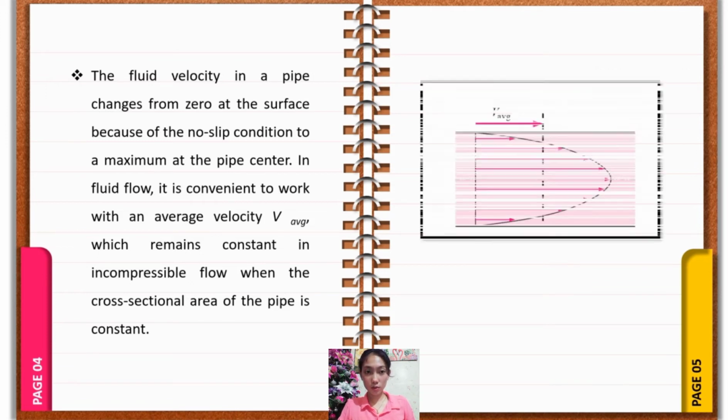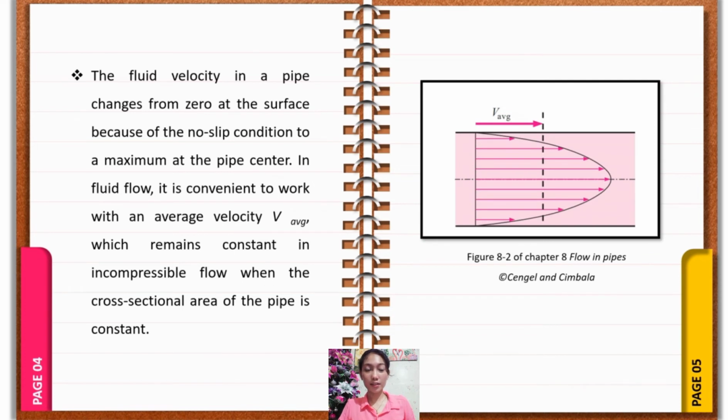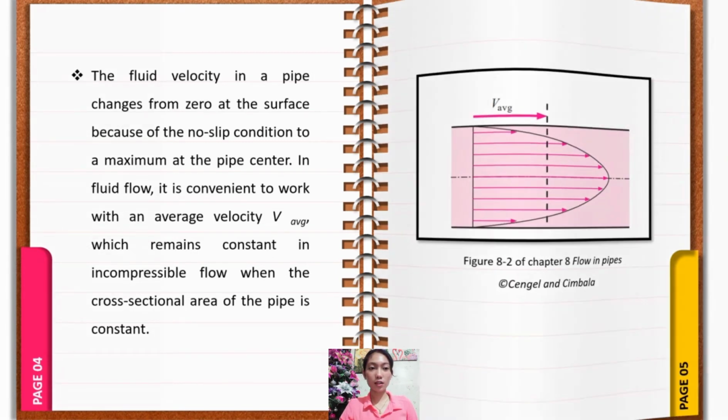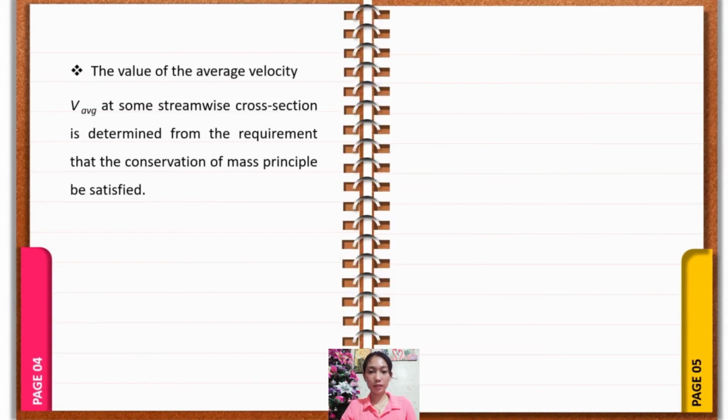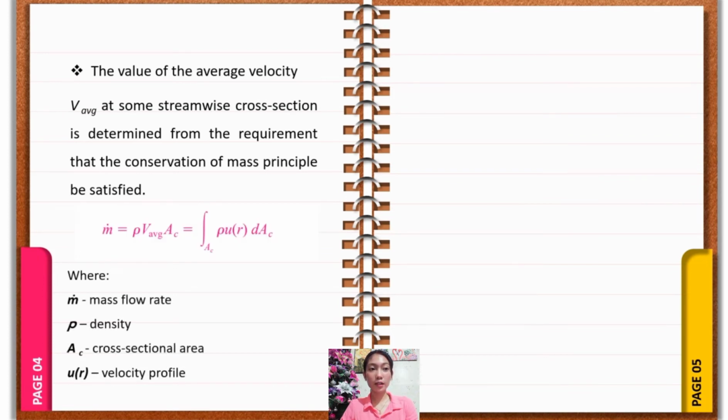So this picture shows the average velocity is defined as the average speed through a cross-section. For fully developed laminar pipe flow, average velocity is half of maximum velocity. The value of the average velocity at some streamwise cross-section is determined from the requirement that the conservation of mass principle be satisfied, and that will be shown by this equation, where m is the mass flow rate, ρ is the density, Ac is the cross-sectional area, and u(r) is the velocity profile.